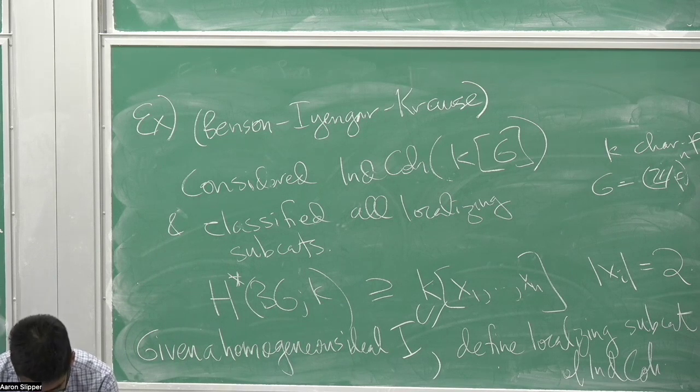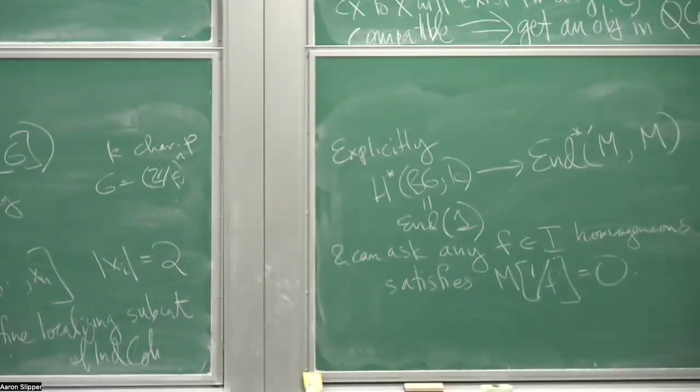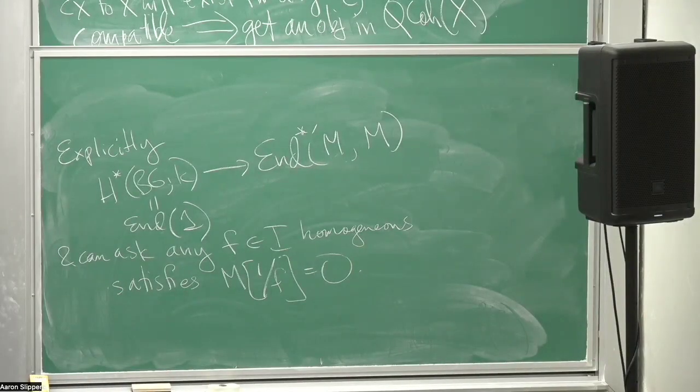Wait, so these are the open localizing subcategories? Yeah, so I think they show that the localizing subcategories are the same as the scheme-theoretic points of spec of that one, G_m.